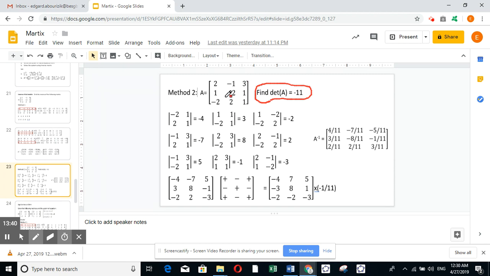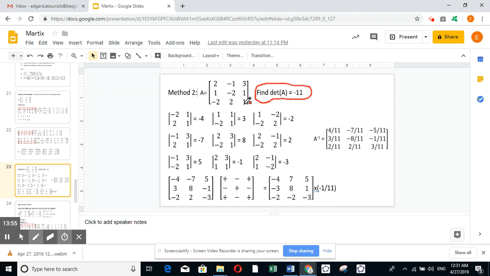2 with the 3, minus 2 to 1. I do the determinant. Then minus 1 with 3 and 2 by 1. Minus, sorry, 2 by minus 1, minus 2 by 2. So let me repeat from the beginning.